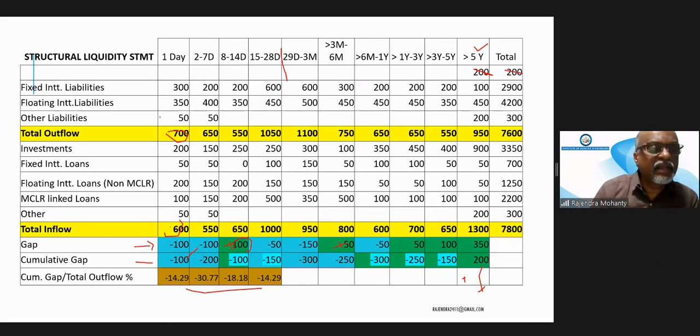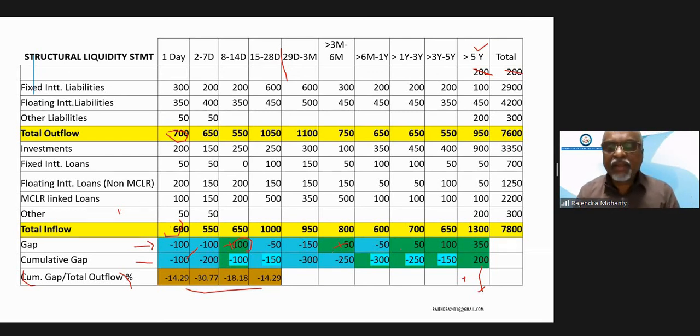Ratna is asking, sir, how you got the outflow percentage? Outflow percentage means cumulative gap is 100, outflow is 700. So 100 divided by 700 into 100, that is the percentage. It is the percentage of cumulative gap to total outflow you are calculating. The cumulative gap here is 100 divided by total outflow 700. So you calculate 100 divided by 700 into 100. That is the percentage. Ratna, are you okay with this? Okay, fine.